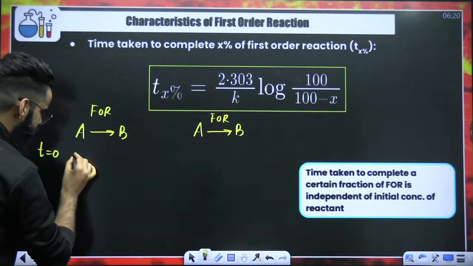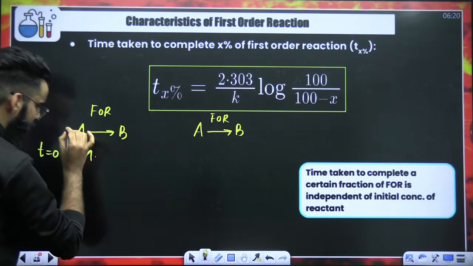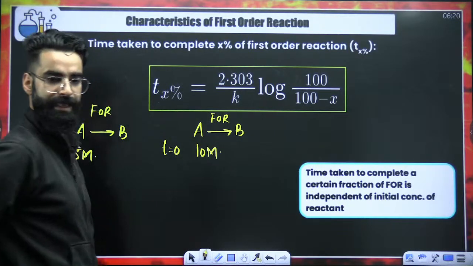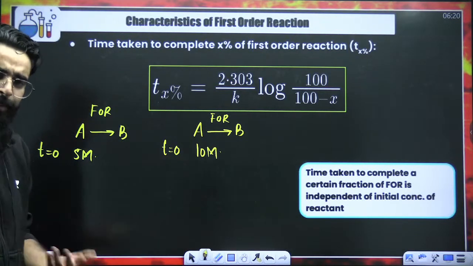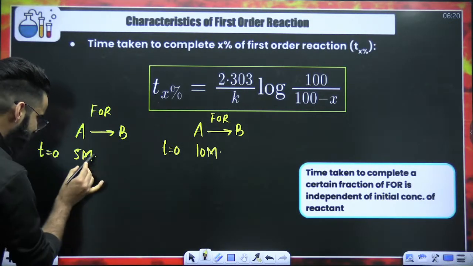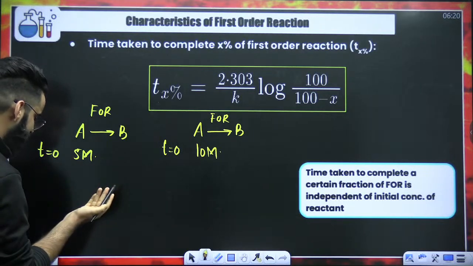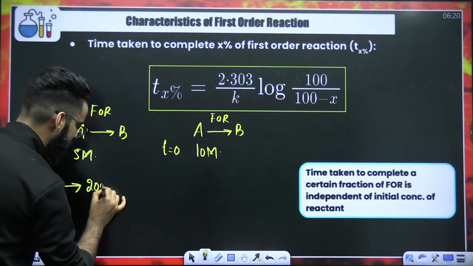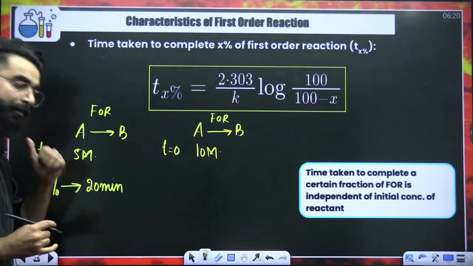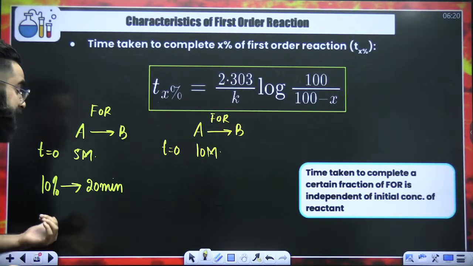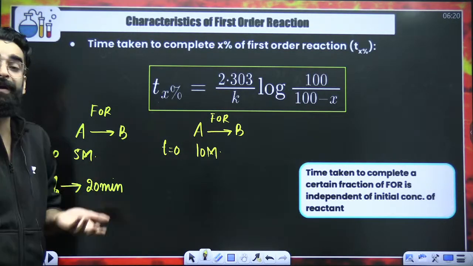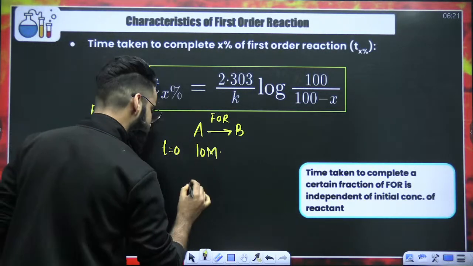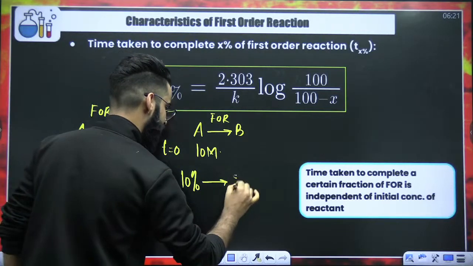Now, guys, let's assume the initial concentration of the reactant here is, for example, 5 molar. Here, I'm keeping the initial concentration of reactant as 10 molar. Now, when the initial concentration of reactant is 5 molar, let's assume at that point of time, 10% of the reaction is completed, for example, in 20 minutes. Since time taken to complete a certain percentage of reaction is independent of initial concentration, no doubt you have kept the initial concentration of reactant as 10 molar here, but again, to complete 10% of this reaction, it will again take 20 minutes only.